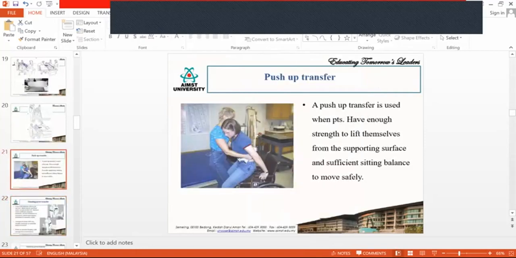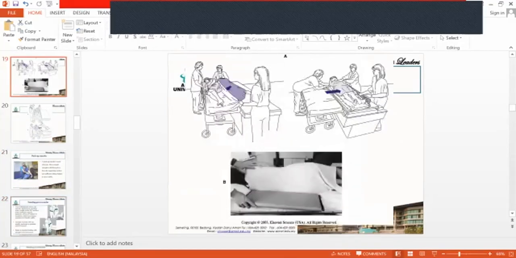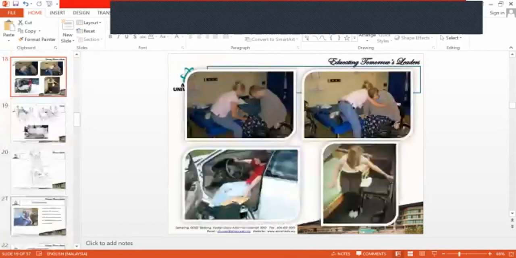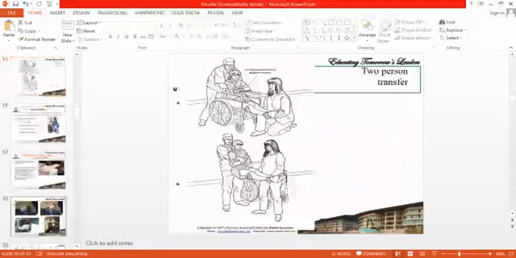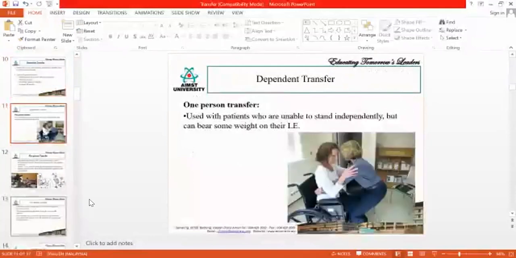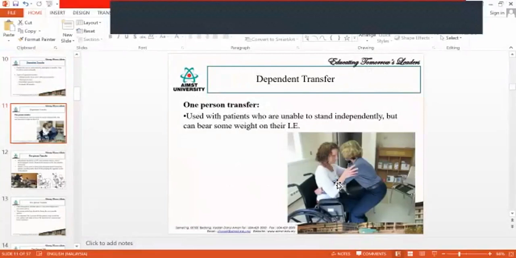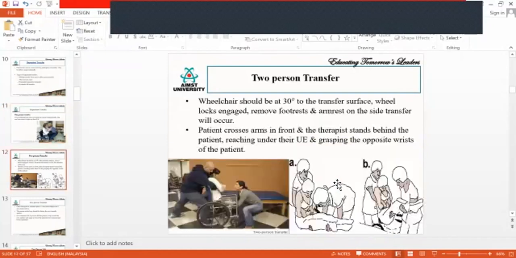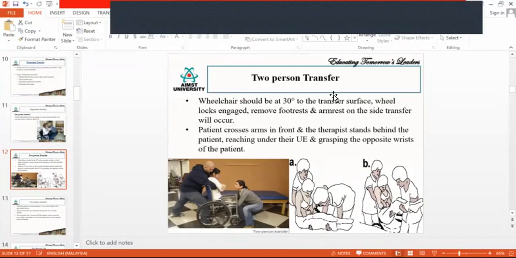Okay. Next is, so this kind of transfers will be done. Okay, we will come from the first. So this kind of single person transfer will be done in case the person is able to weight bear in the leg. In case the person is not able to weight bear in the leg, but he is able to manage sitting position or standing position, then you will go with 2% transfer.